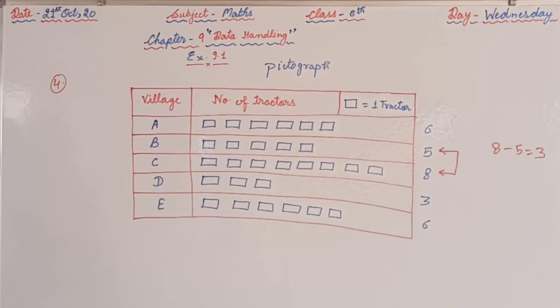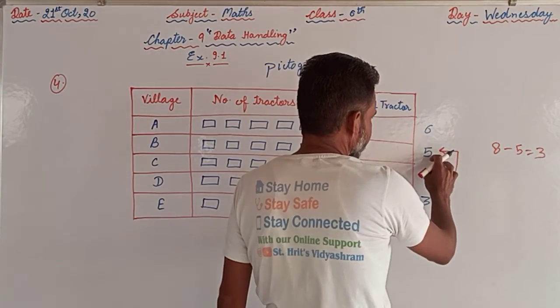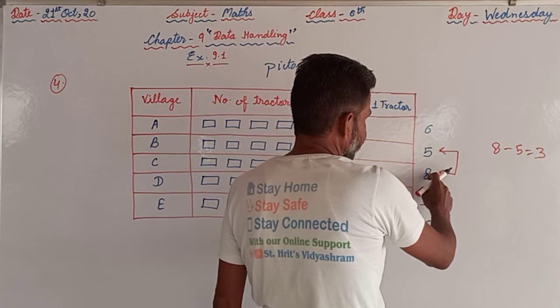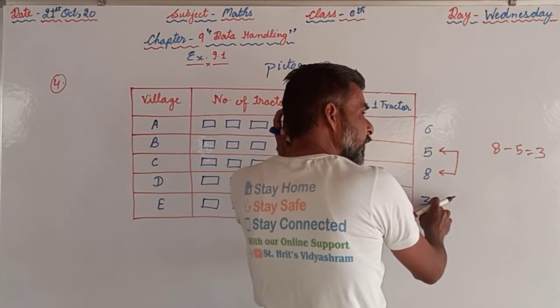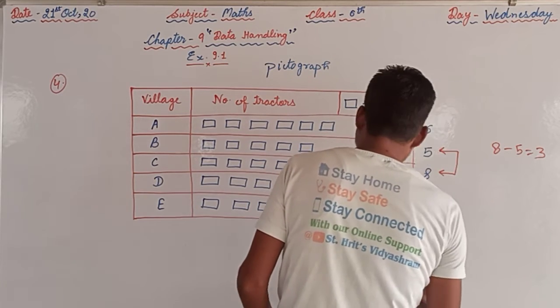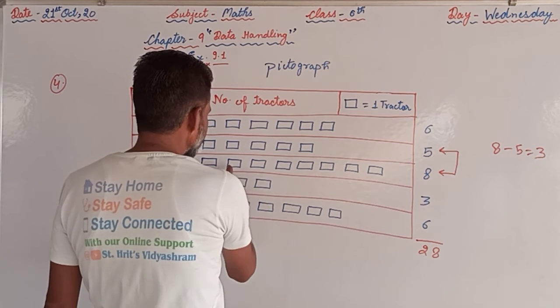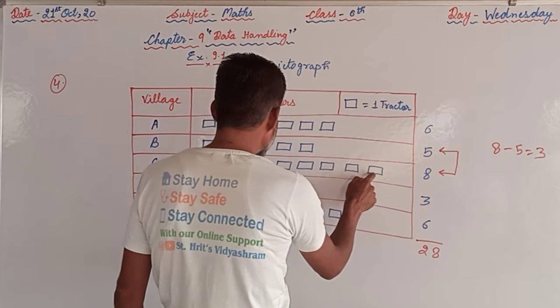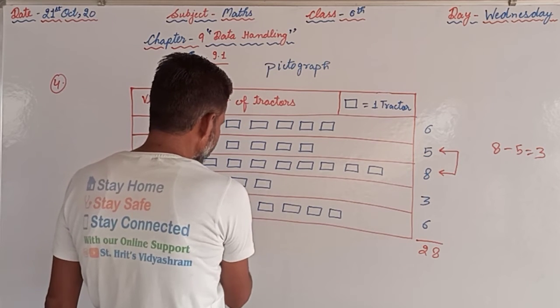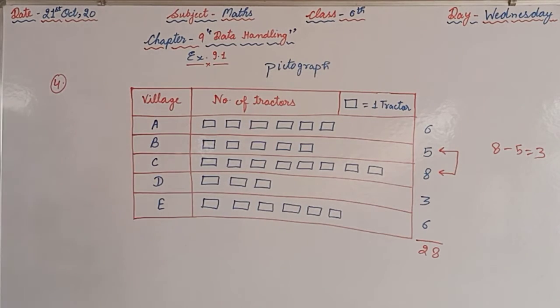What is the total number of tractors in all the 5 villages? So we are supposed to add 6 plus 5, 11, 11 plus 8, that is 19, 19 plus 3, that is 22, 22 plus 6, 28. Afterwards we can count 1, 2, 3, up to 28. In all the villages, the number of tractors is 28 in total.